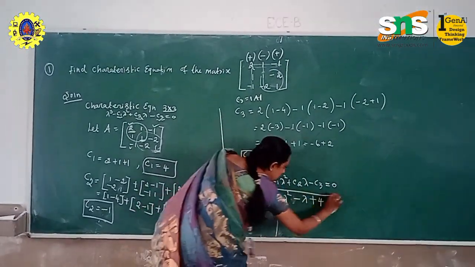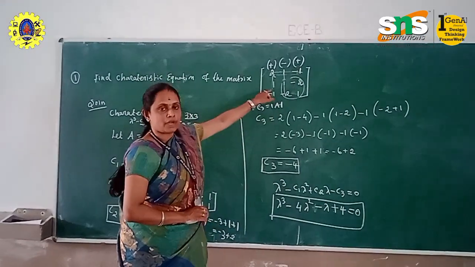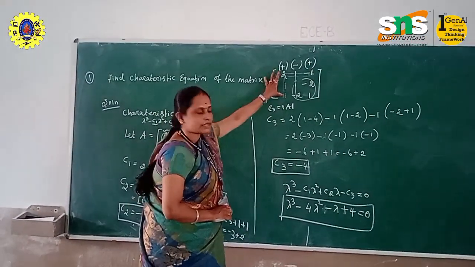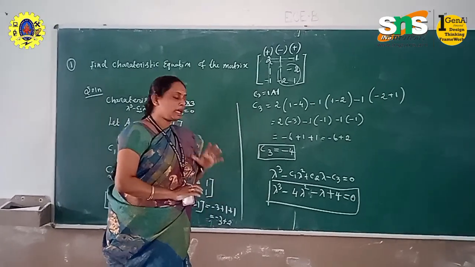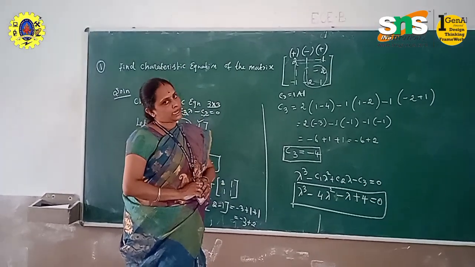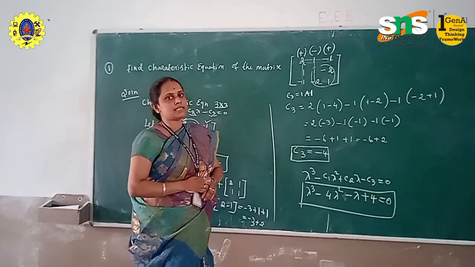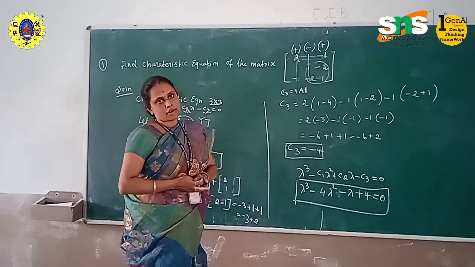So this is the characteristic equation for the given matrix. The main purpose of the characteristic equation is to find the eigenvalues. In the next class we are going to see how we can find the eigenvalues.